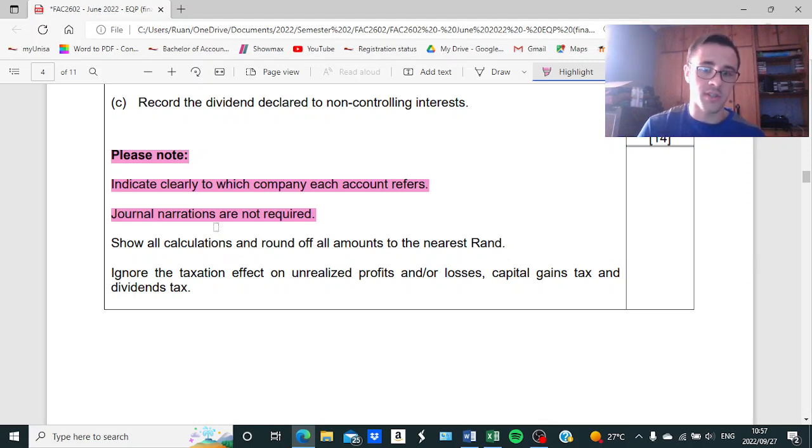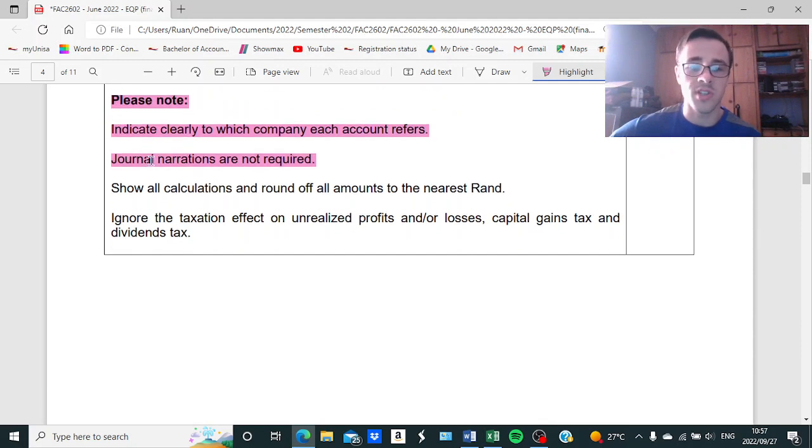But another question that also requires pro forma consolidation journal entries can ask you to also give journal narrations, which is why I said that it's important for you to pay attention to this section right here. You normally have to indicate to which company each account refers, but not in all questions do they require you to give journal narrations. So in this question, we will ignore our descriptions for the journal entries.